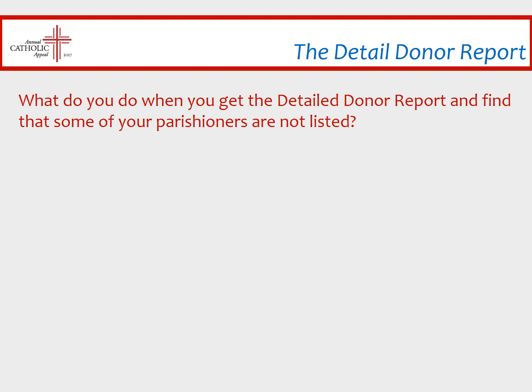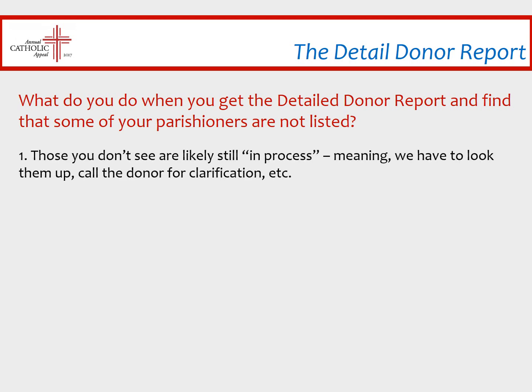So what do you do when you get the detailed donor report and find that some of your parishioners are not listed? Well, first of all, those you don't see, especially if it's early on in the campaign, are likely still in process, meaning we have to look them up, call the donor for clarification, etc. It just means that we're still working on it.